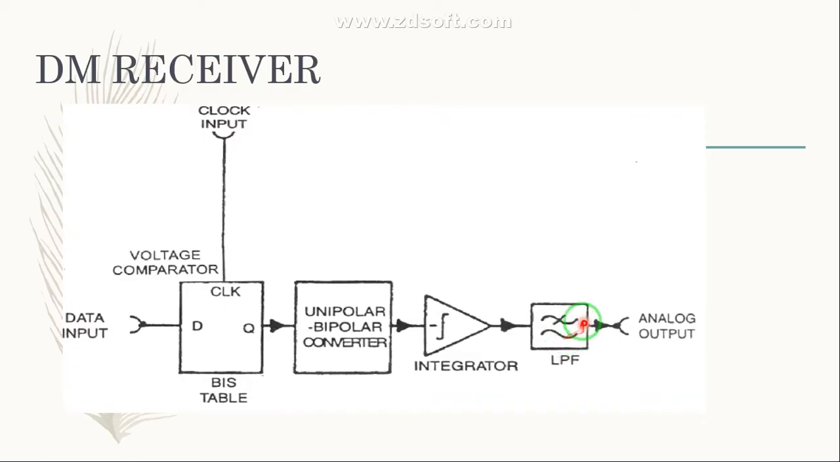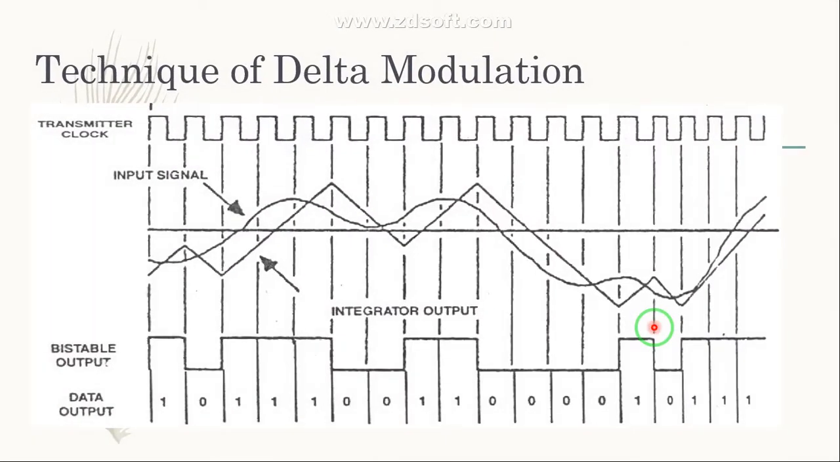Now guys, this low pass filter would be your Butterworth fourth order low pass filter. At the output, we would get the analog output that we transmitted. Now guys, let us understand the working of the modulator with the help of this waveform.